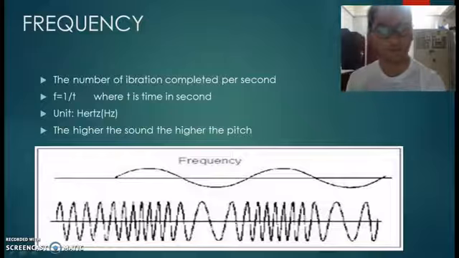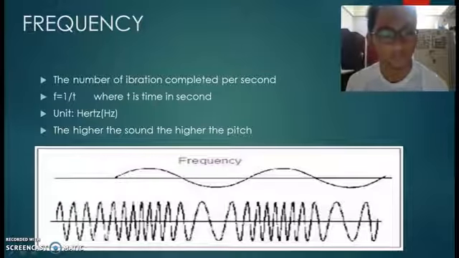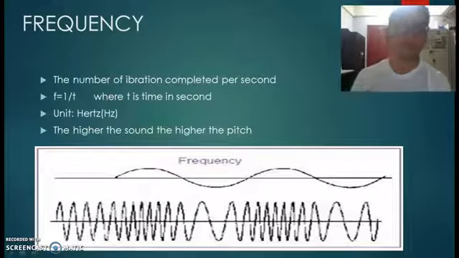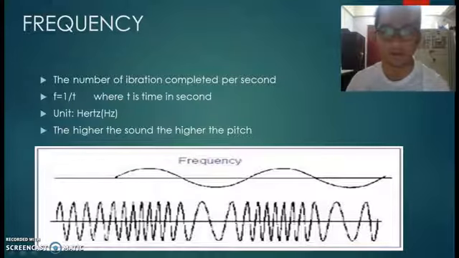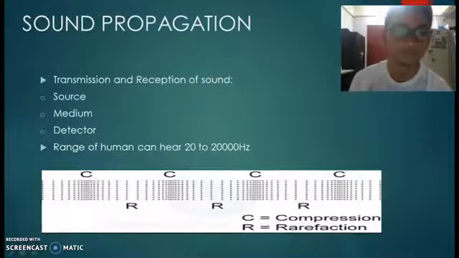Alright, frequency. Frequency is the number of vibrations completed per second, which means frequency is 1 over time, where time is in seconds. Okay, measured in hertz. The higher the frequency, the higher the pitch.